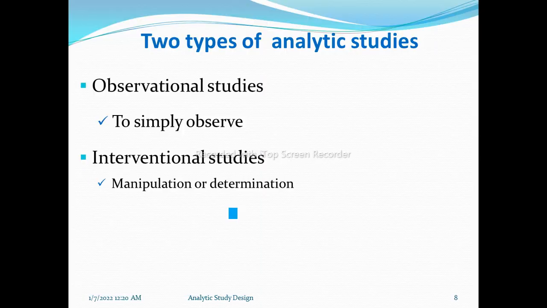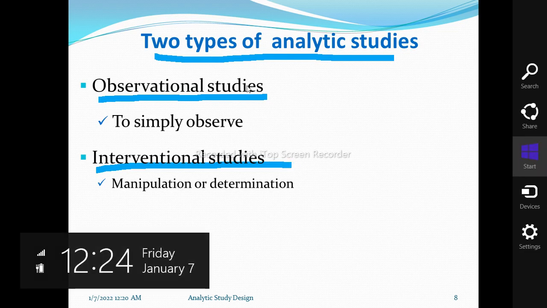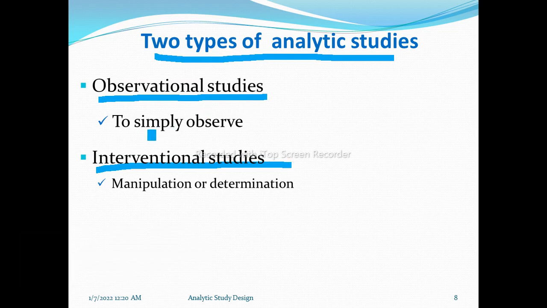So, two types of analytic studies. One is observational studies, the other is interventional studies. In the case of observational studies, the investigator simply observes the occurrence of conditions, that means does not intervene.